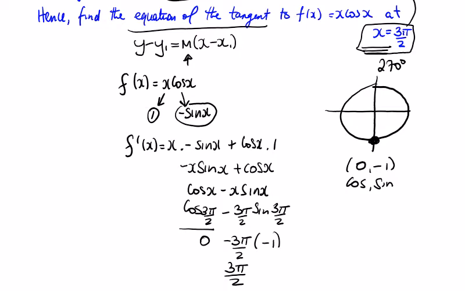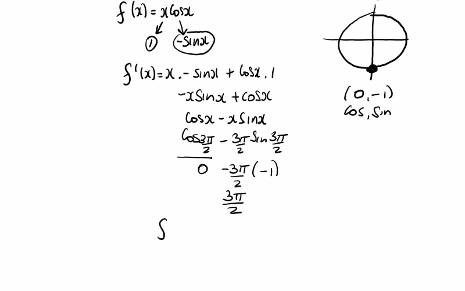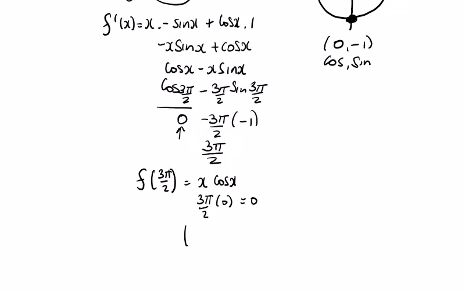So now we have the slope, we have the m part. So we have our x part, we just need our y part. So here's my function again, I'll write it out again. We're looking for f of 3 pi over 2, and the function is equal to x cos x. Now we've actually gotten cos of 3 pi over 2 already. We've seen that it's equal to 0 here. So this is going to be 3 pi over 2 times 0, which is equal to 0. So that's my y value. So my point is 3 pi over 2, 0. And my slope is also 3 pi over 2.